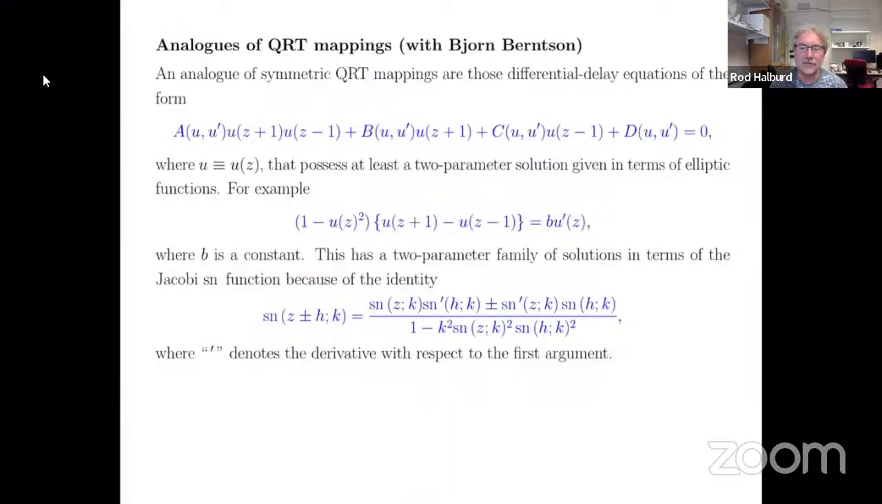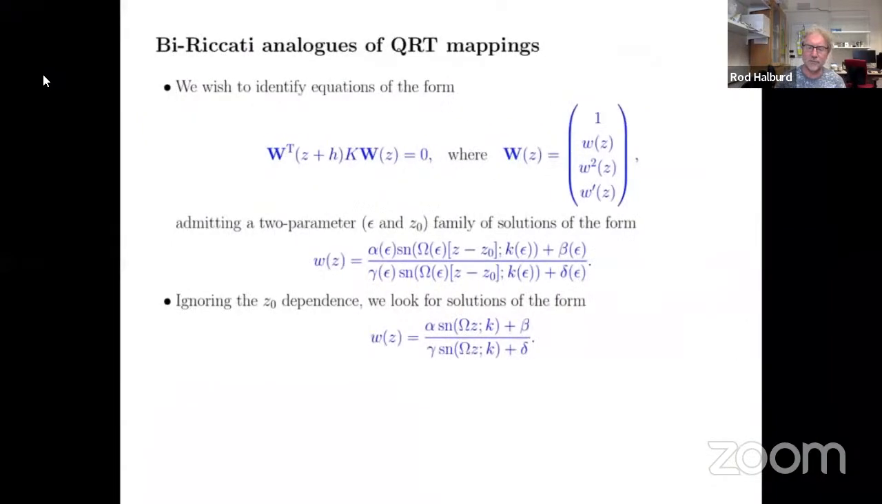Now, it's easy to construct lots of examples of such equations, but they will, in general, just have a one-parameter family of solutions. Since they're autonomous, I can always shift z by something. But for these to be analogues, presumably, of what happens with the QRT system, we would like to have something that's at least a two-parameter family. So the game that was played with Bjorn Bernsen, a former PhD student of mine, was to look for classes of equations that have at least a two-parameter family of solutions in terms of elliptic functions. So in Bjorn's thesis, he found a number of equations of this form.